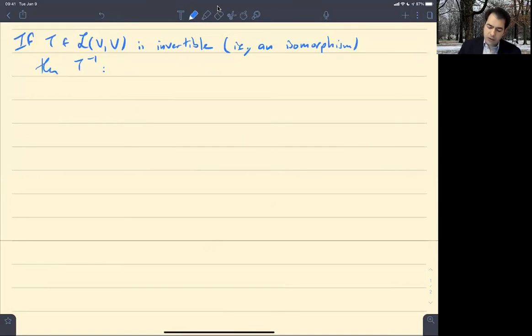Sorry, let's do this more generally. I don't need for it to be from a space to itself. Let's go from V to W. So it's an isomorphism, not necessarily an endomorphism. So I have a map T from V to W, and then we're going to take the inverse map, which goes from W to V. And the claim is that this is also a linear map. That is, T inverse is in L(W, V). Okay, so let's check this.